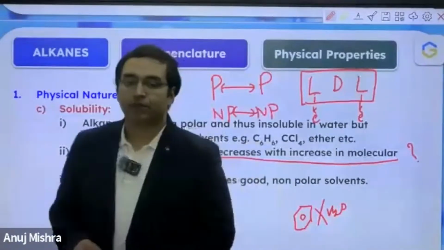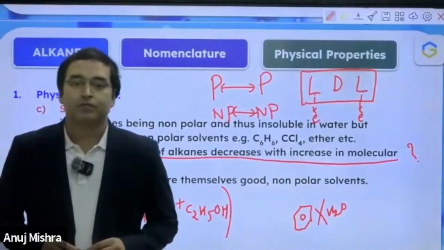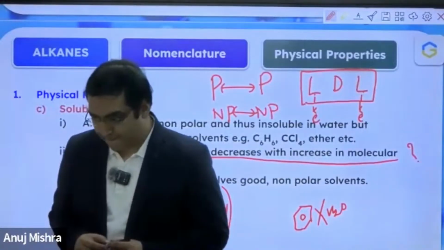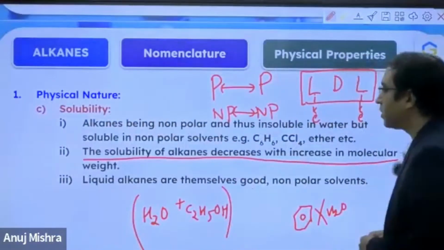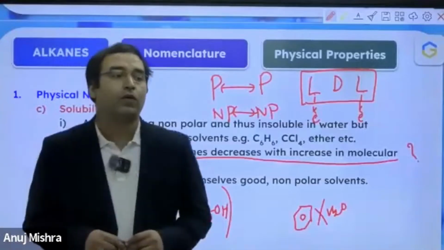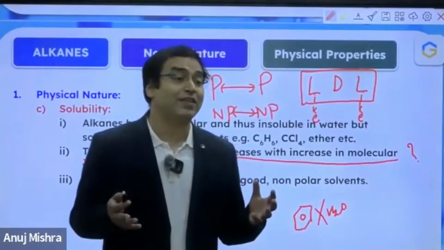So because the van der Waals forces are increasing. So solubility should be more or less? So less. Why? Because it will be harder for them to get mixed with the solution. Good. It will be basically interacting with itself, right?